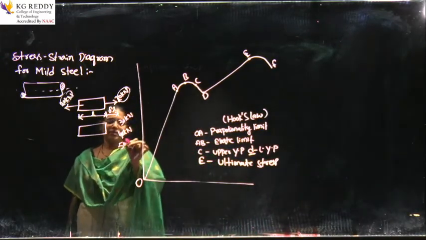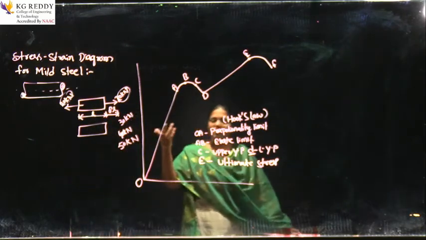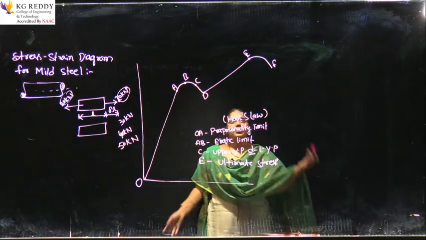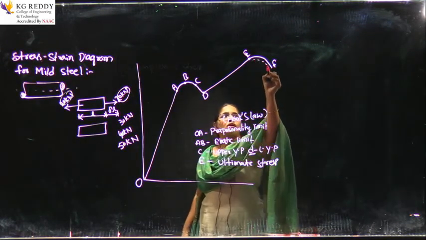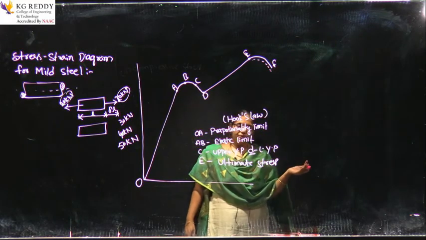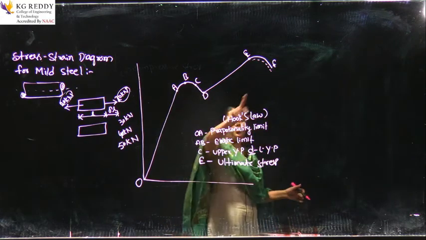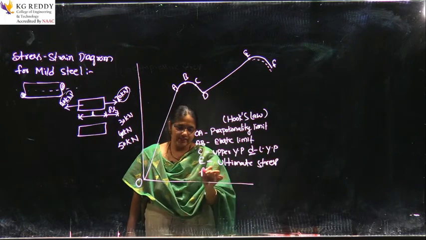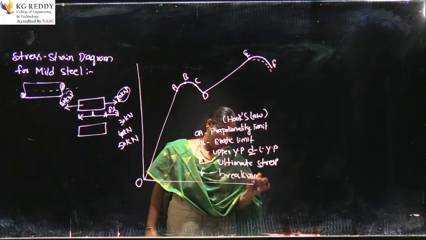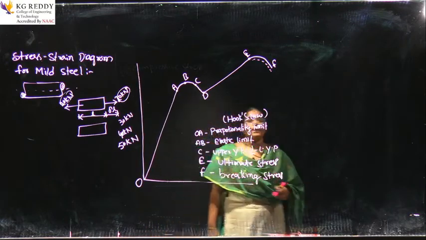Then what will happen? Beyond that 40 kilonewtons load, I have increased the load by 10 kilonewtons. Immediately there may be a change, crack formation, or there may be a chance of breaking of the material. So that is called failure of the material. So this point F will be called the breaking stress.